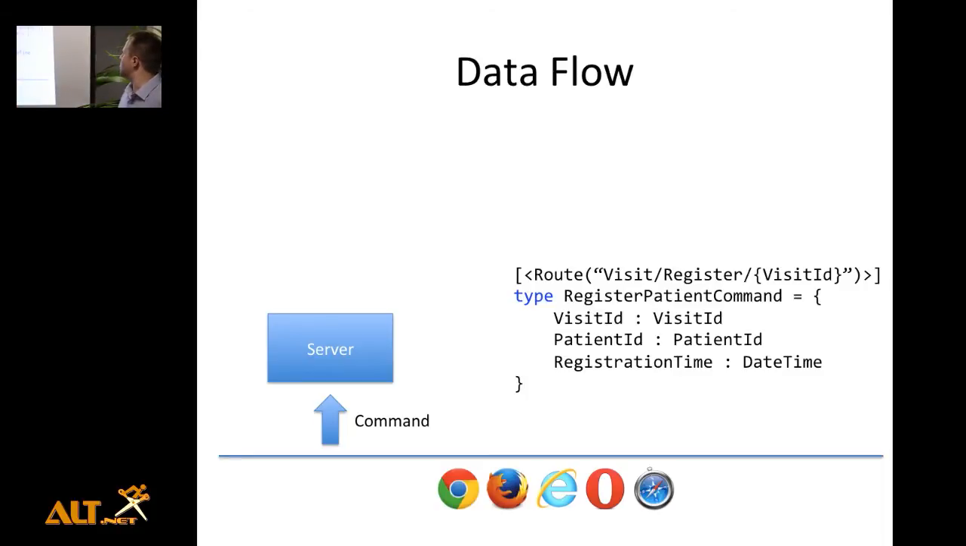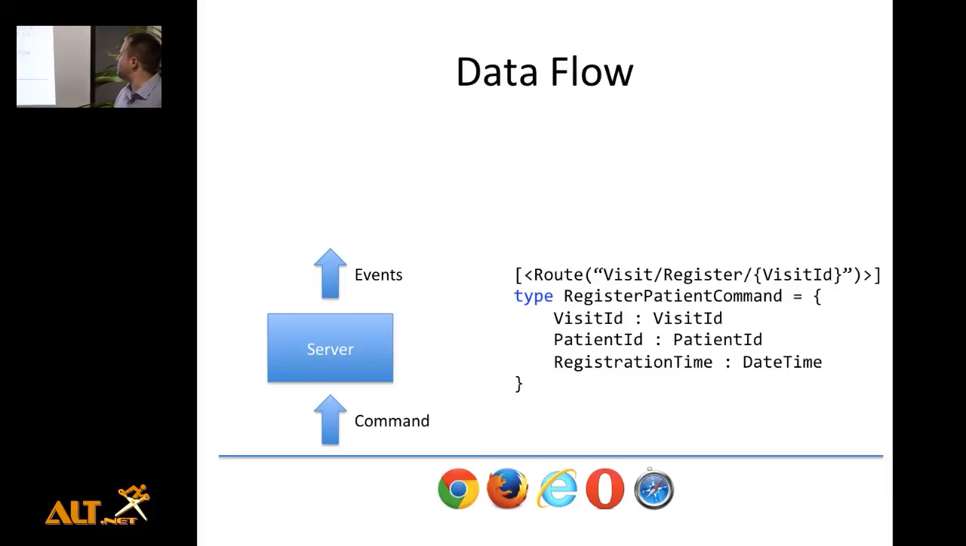And we can see, so here we've got our register patient command, we've got our nice F# record type here. And so in the registration, we're capturing the visit ID, the patient ID, the registration time. We often just put a route, we're using ServiceStack, so we often just put a route attribute directly on that command, and that adds it to our REST interface. So from the browser, this is the data that's coming over REST and getting to our server.